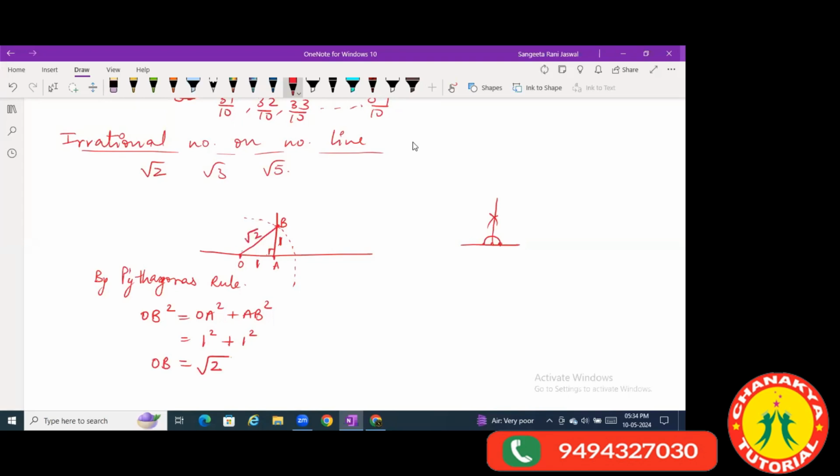And keeping your pointer at point O and with the radius OB, you just make an arc which cuts this horizontal axis. Whichever point it cuts, that point, from O to C, is your distance root over 2. Yes, children. C will be your root over 2 distance.